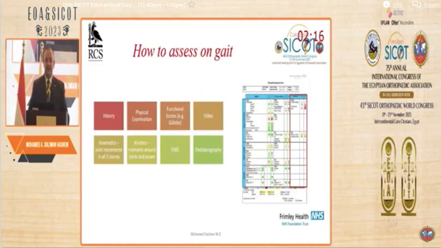How to assess a gait? So you must go through the history, very detailed history, physical examination, and on the right side you can see a chart for physical examination from Alder Hey, Liverpool, which is very fantastic. You can go through every bit of the examination.